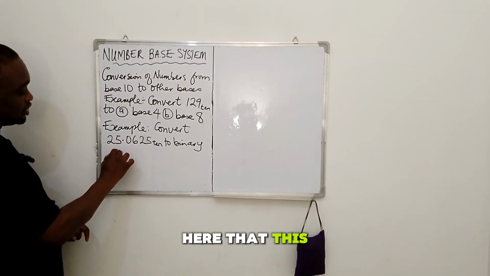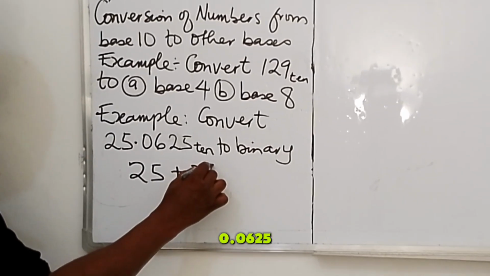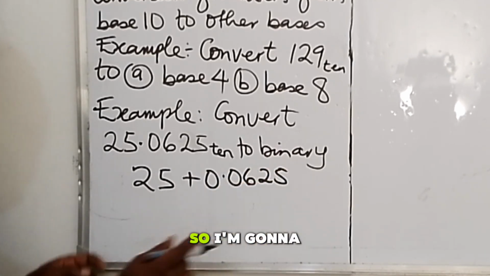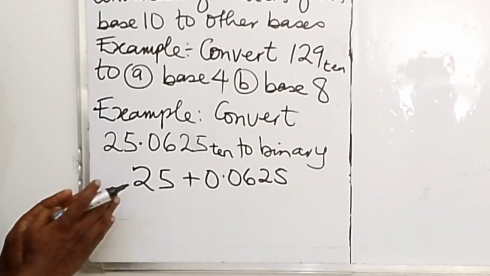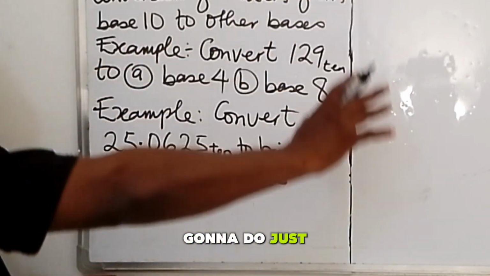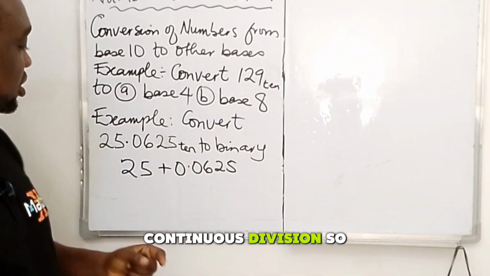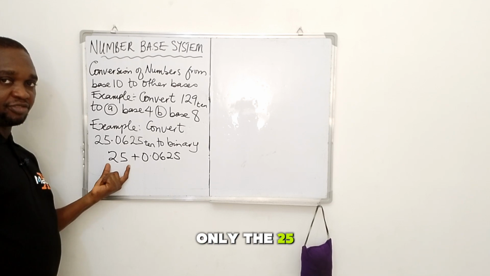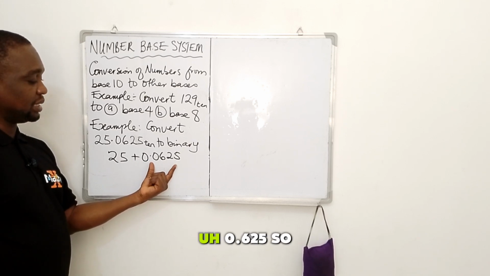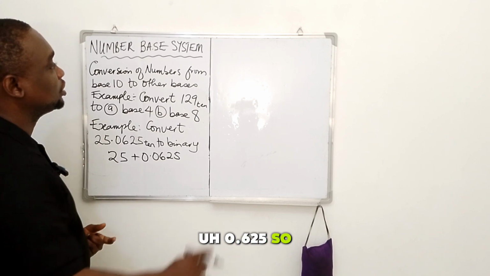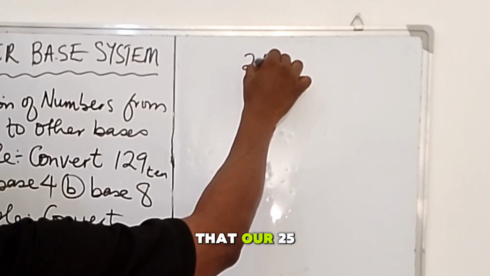So we have here that this number, of course, we should know is actually 25 plus 0.0625. So I'm going to work on the whole number side first. Doing that, we're going to do just the same operations we've been doing earlier, which is our continuous division. I will do that for only the 25, and afterwards, you will see what I will do to the 0.0625.